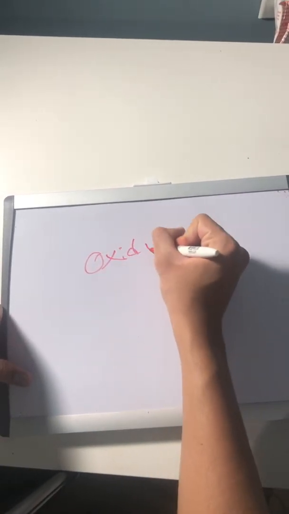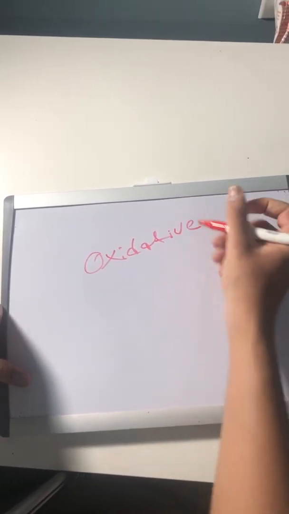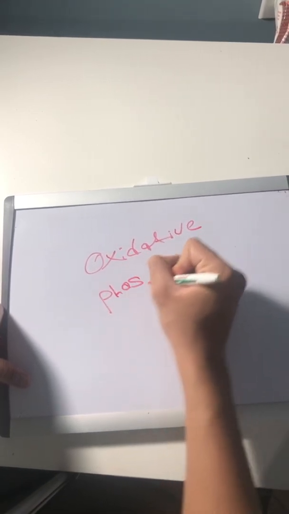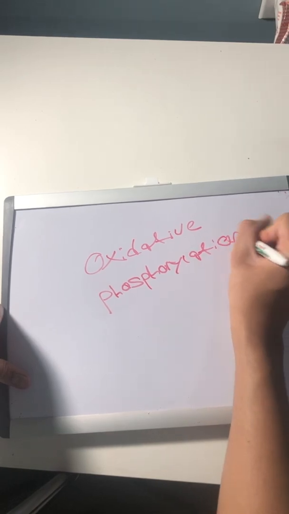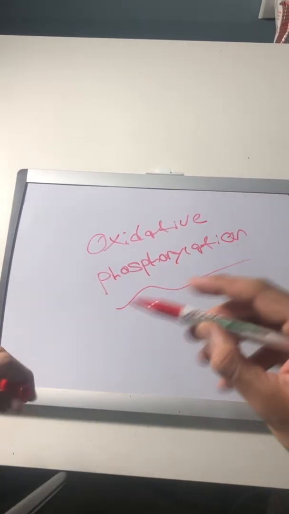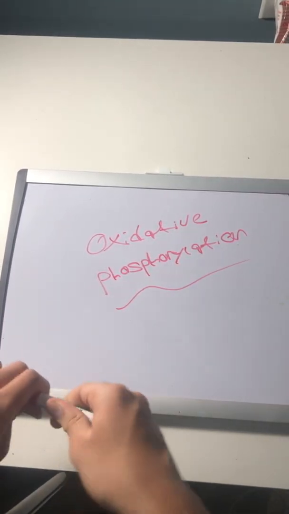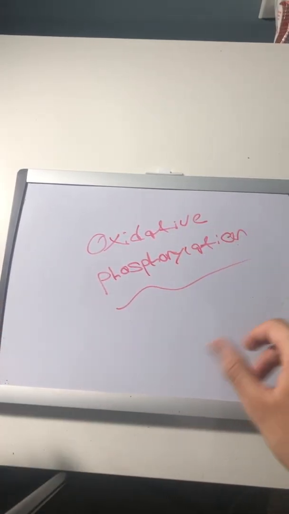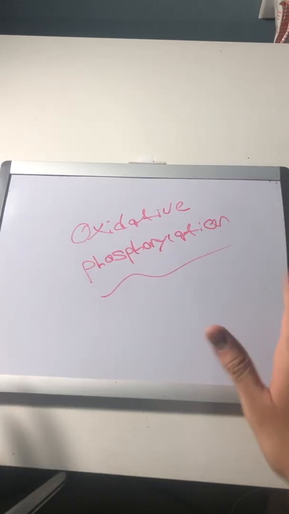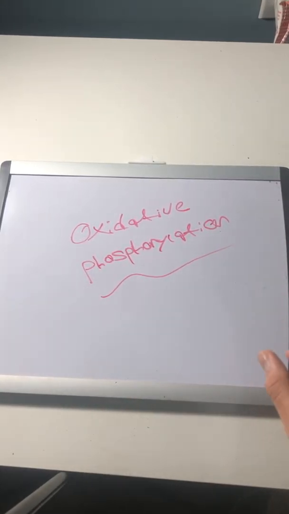Hello everyone. Today we are going to be talking about the big topic of oxidative phosphorylation. Oxidative phosphorylation is the final process that we have been waiting on until now in order to make 36 ATPs from one molecule of glucose.